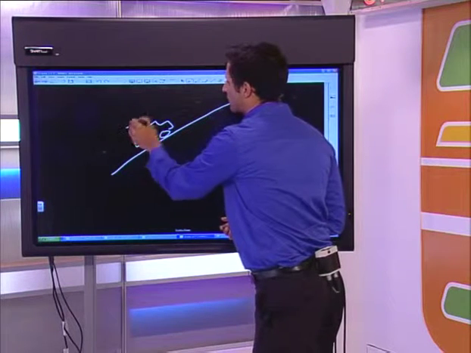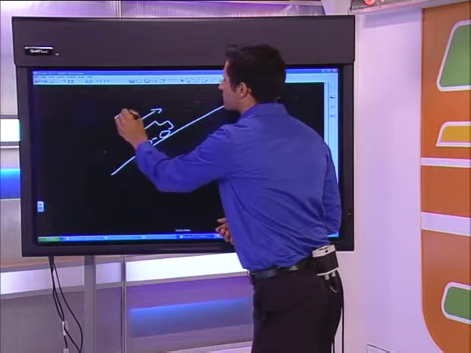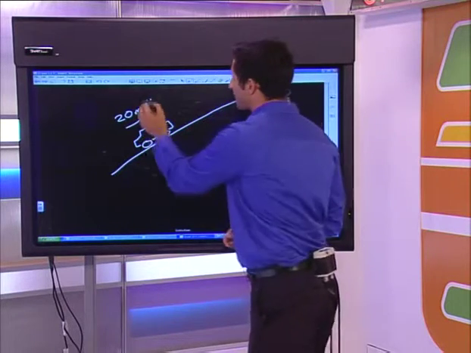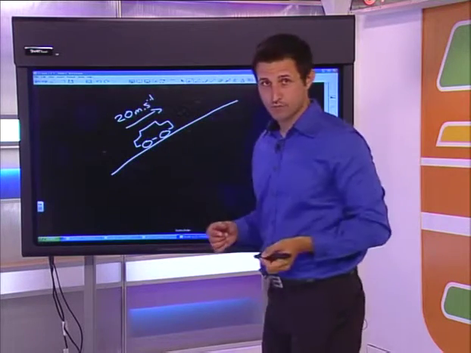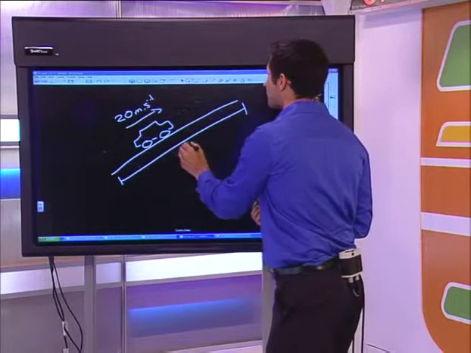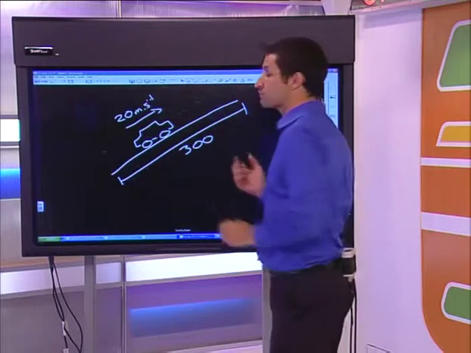Well, I was told that the car was heading up at 20 meters per second, meaning that I've got 20 meters being covered every second that goes by. And I've got 300 meters to cover. So those are the pieces of information which I'm given.